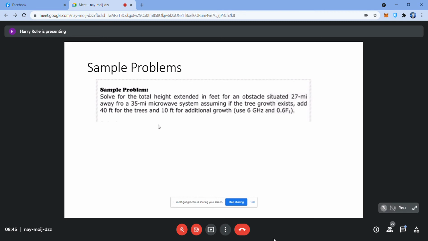So, what should we do first? What is being asked? You are going to solve for the total height extended in feet for an obstacle situated 27 miles away from the 35-mile microwave system. Who understands? What does that mean? Anyone? Let's draw it to make it easier. Is that okay? Do as you please, sir. Hey, maybe you want to answer me. Okay, sir.